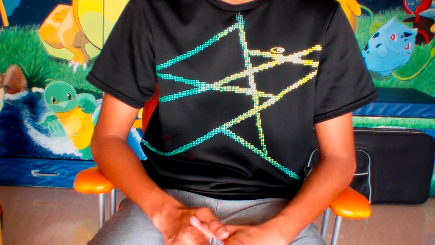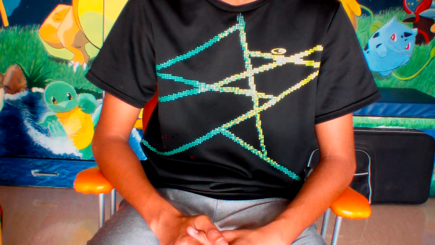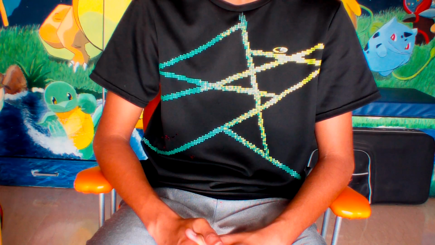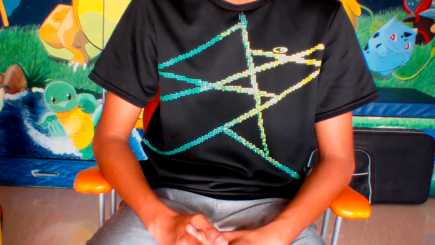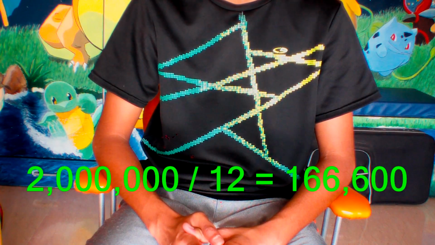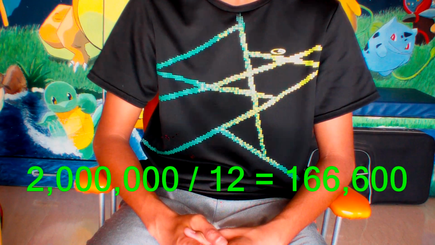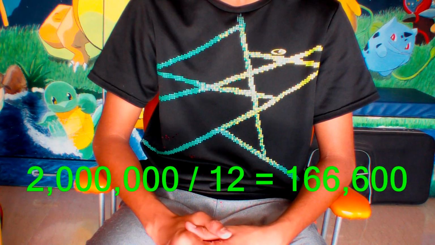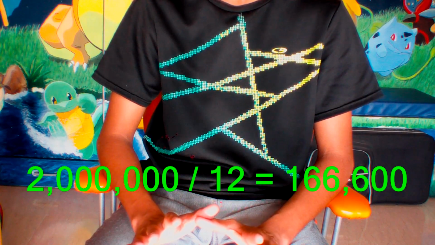So the pixel density would be the number of pixels divided by the area of the display. So the area of a 5-inch phone is approximately 12 square inches, where the area of a 23-inch monitor is approximately 226 square inches. So if I divide 2 million pixels by 12 inches, I get something around 166,600 pixels per square inch, which might sound crazy to you, but hold on, I'm not yet done.